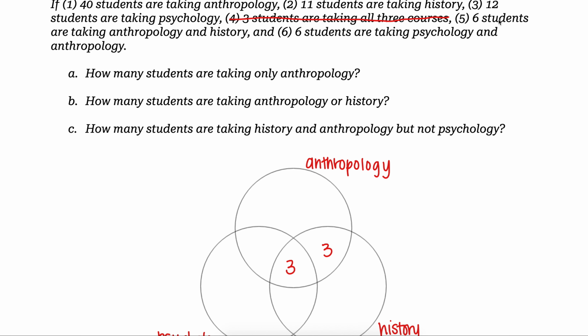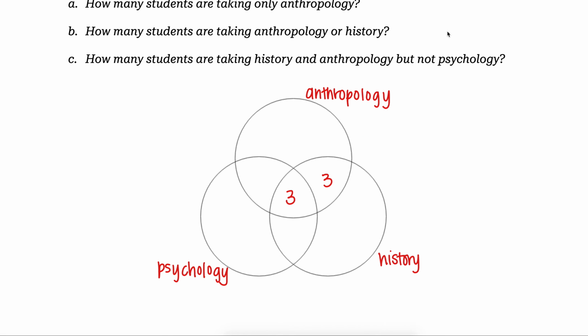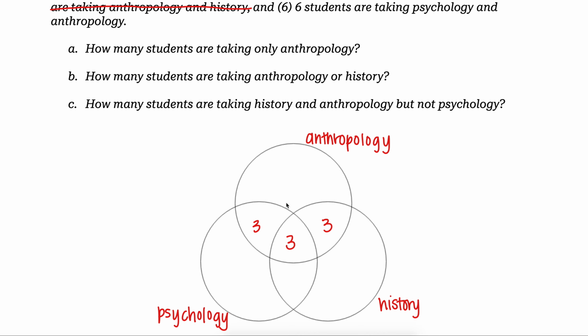I'm going to do the same thing now with psychology and anthropology. So this is number 6 up here in this paragraph. It says 6 students are taking both psychology and anthropology. So again, psychology and anthropology have this overlap here. There's a total of 6 students, so I've got to put another 3 here. So there's a total of 6 students in that overlap.